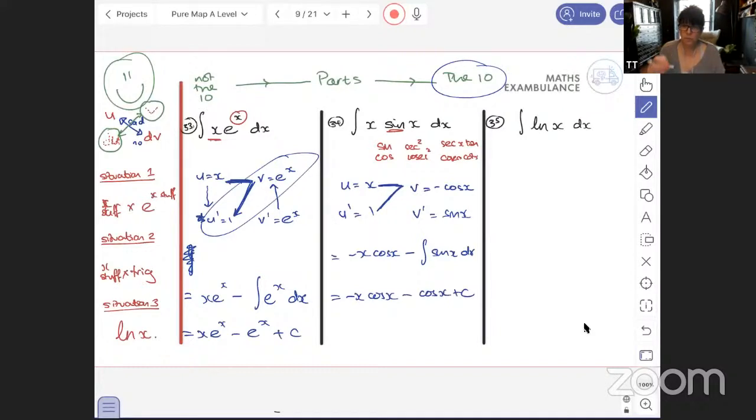You don't use parts when it's not the 10. You use parts in situation 1, situation 2, or situation 3. That's when you use parts.